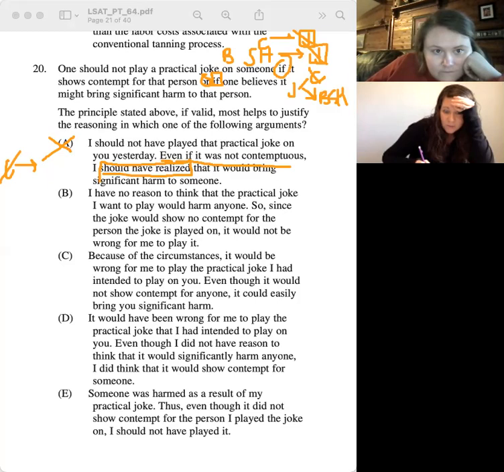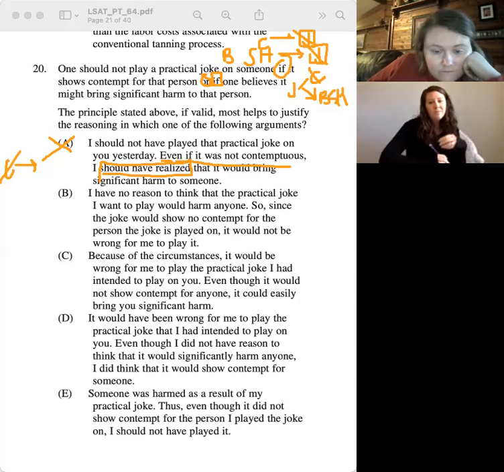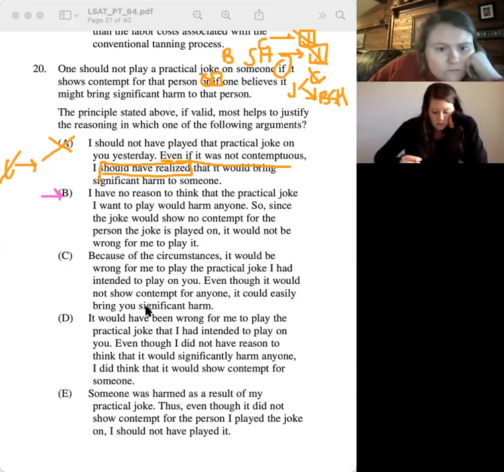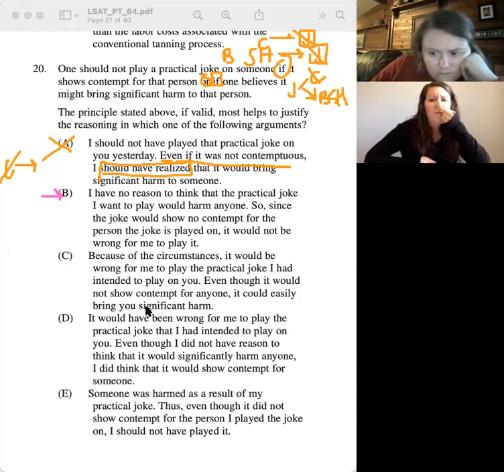Thinks that the practical joke I want to play would harm someone. Okay, I think that one sounds good. Okay, we'll leave it. Because of the circumstances, it would be wrong for me to play the practical joke I had intended to play on you, even though it would not show contempt for anyone. Wrong? No, okay, no, that one's wrong for the same reason A was wrong. Because we don't have a not, well, maybe. Actually, hang on, wait. If it would not show contempt for anyone. So we should not do the joke, not show contempt.